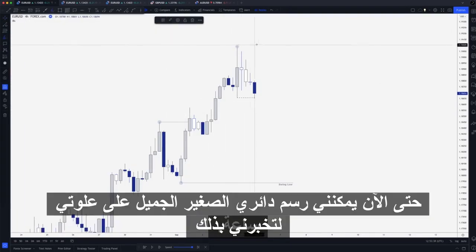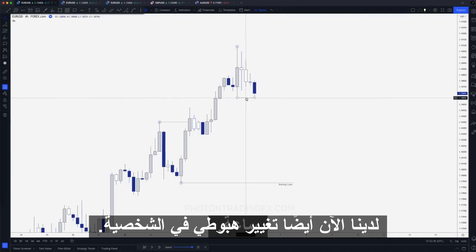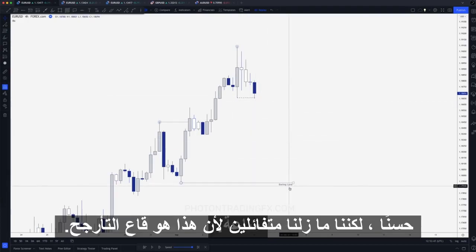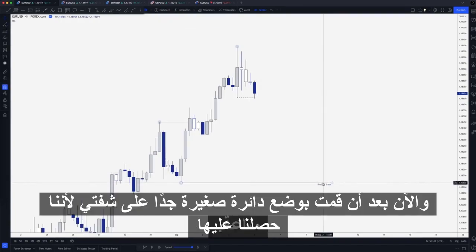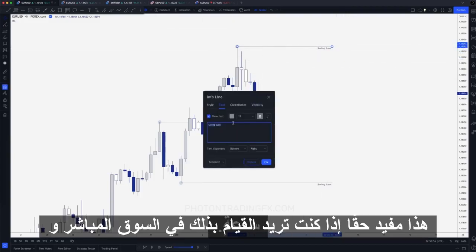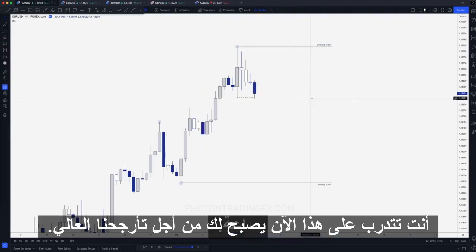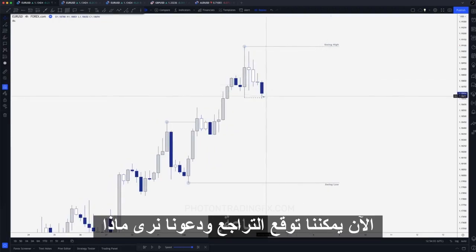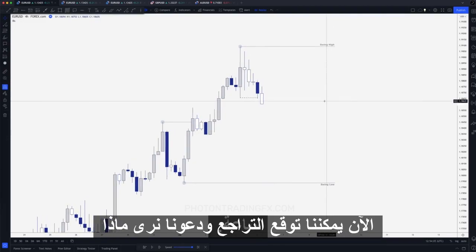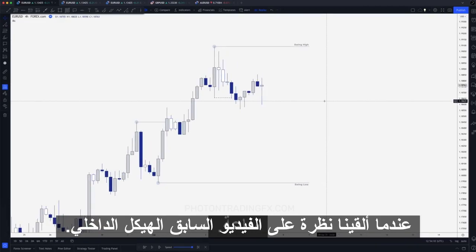So now I can draw my pretty little circle on my high to tell me that that is now a swing high, right? We have also now had a bearish change of character, okay? But we're still bullish because this is the swing low. So now that I've put my pretty little circle on because we've had a 40 pip pullback, what I can do, right, just to help you, this is really useful if you want to do this in a live market and when you're practicing, this now becomes your 4-hour swing high, right? Boom, okay, now we can potentially anticipate a pullback and let's see what happens. Now, you'll probably recognize this price action because we looked at this when we looked at the previous video in the internal structure.